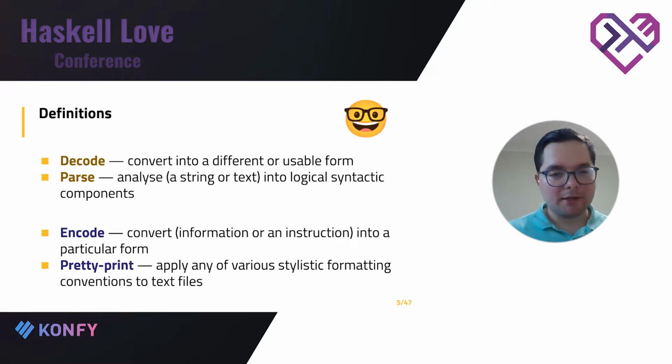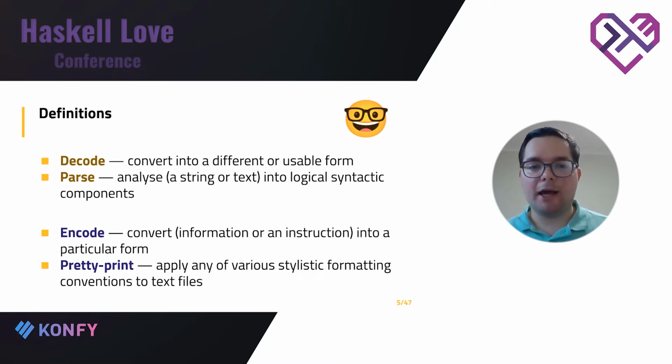So, for example, text, and text can be arbitrary, it can be JSON, it can be a poem, and anything else. But then you convert it, for example, to some data type, and you understand more about the structure of this text. And this is basically what decoding and parsing is.